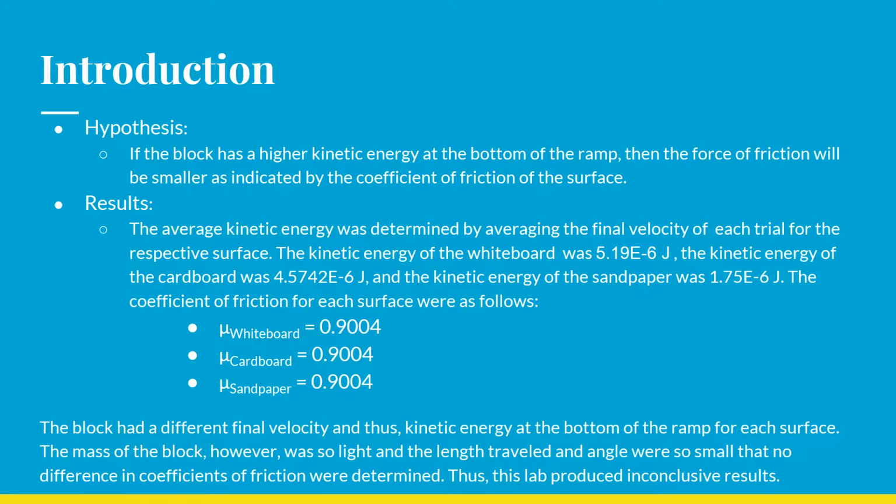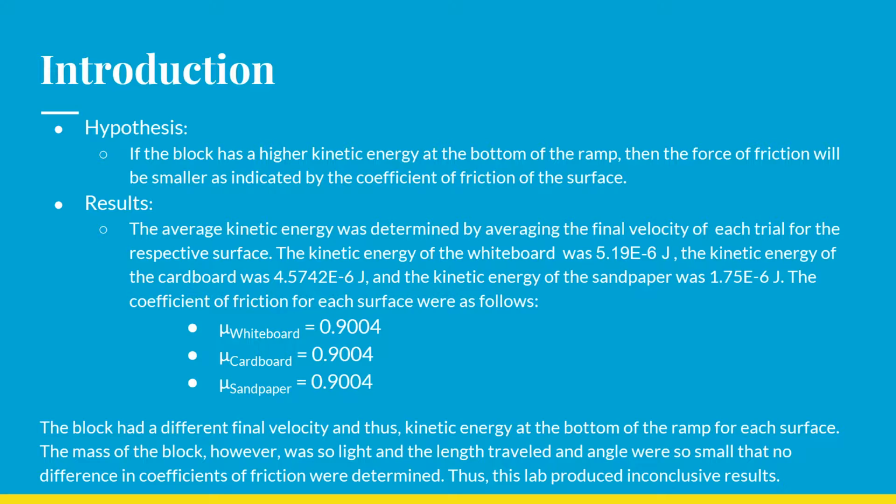We formed the hypothesis that if the block has a higher kinetic energy at the bottom of the ramp, then the force of friction will be smaller, as indicated by the coefficient of friction of the surface. We found the average kinetic energy was determined by averaging the final velocity of each trial for the respective surface. The kinetic energy of the whiteboard was 5.19 times 10 to the negative 6 joules. The kinetic energy of the cardboard was 4.57 times 10 to the negative 6, and the sandpaper's was 1.75 times 10 to the negative 6.